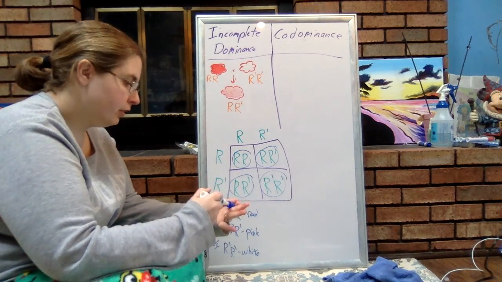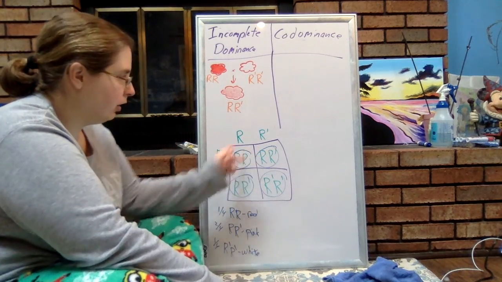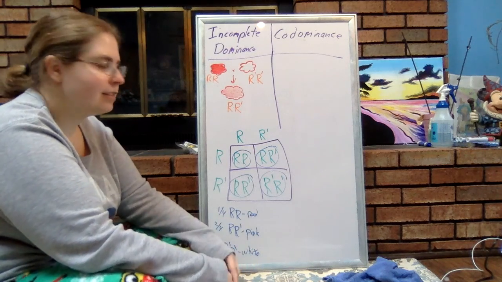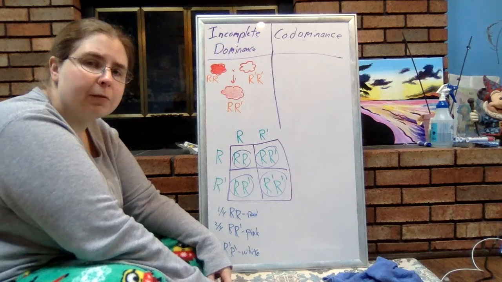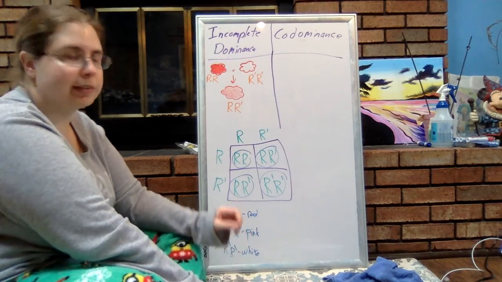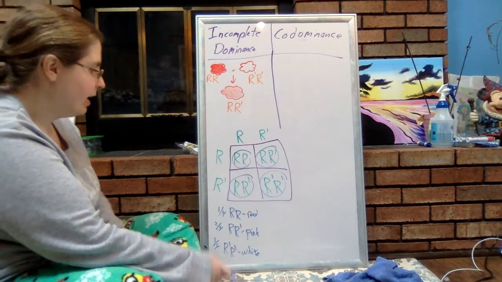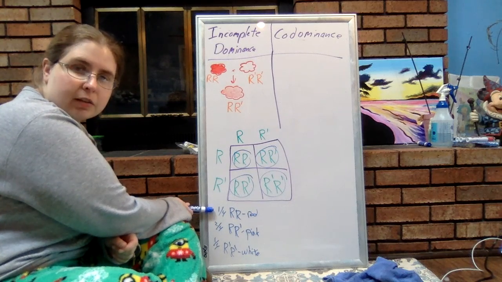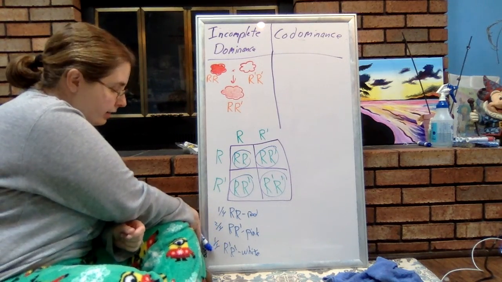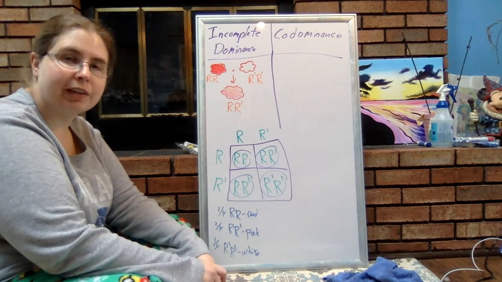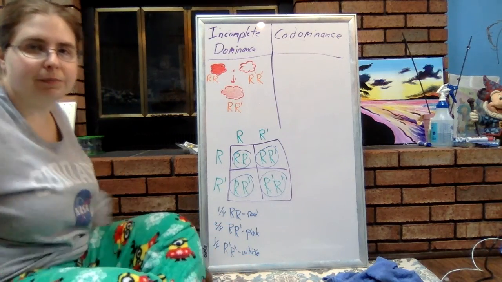Now, something to clarify when we talk about probability: we're not saying that there are going to be 4 offspring and this is what they're going to be. We're talking about each offspring that is born from this cross having a 25% chance of being red, a 50% chance of being pink, and a 25% chance of being white. That's what we're talking about.